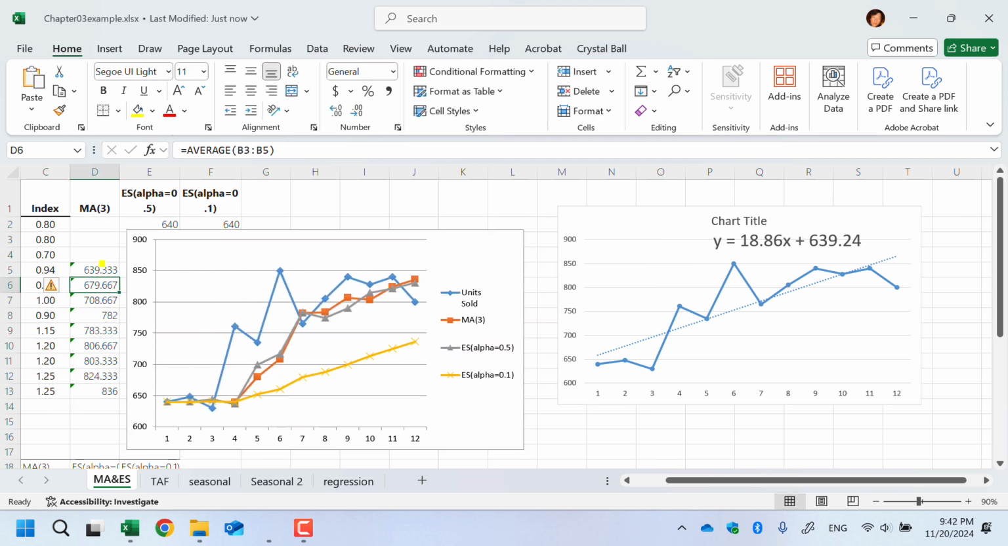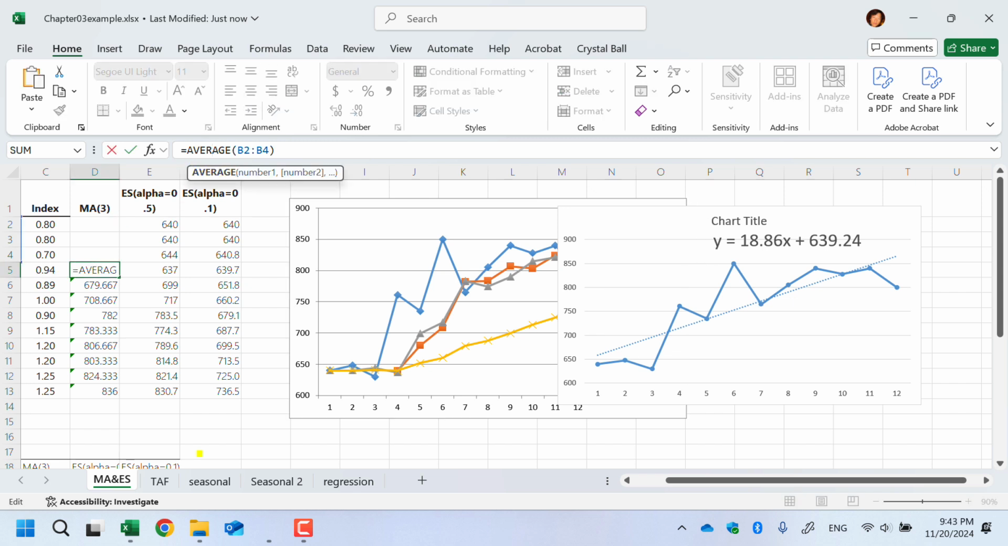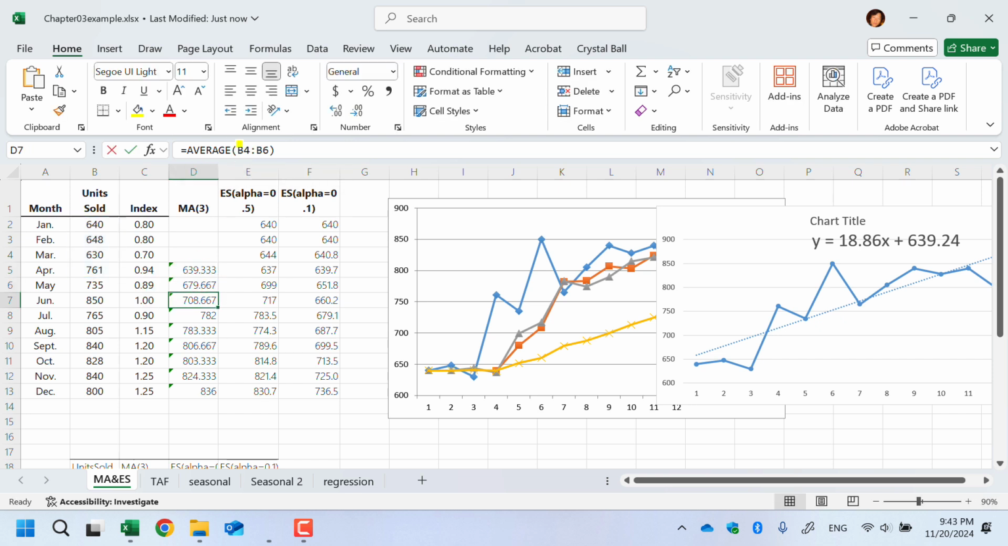this data file is moving average with 3, so you calculate the average of previous 3 data. Right, unit sold, that's the one. So you can just see this is the average of past 3 data, and then this one is the average of past 3 data. This is the average of past 3 data. So that's a moving average with 3.